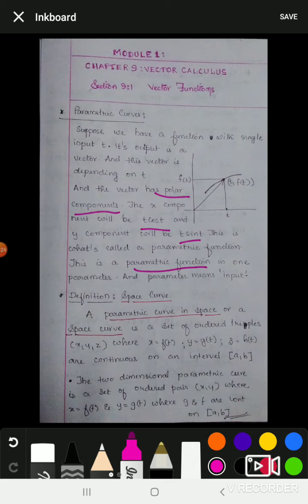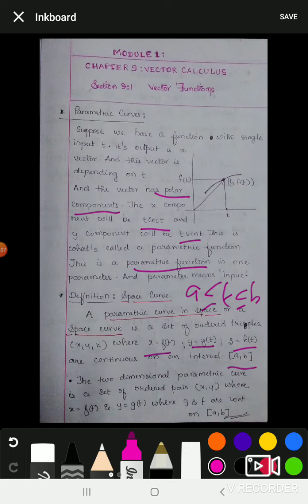A parametric curve in space, or a space curve, is a set of ordered triples (x, y, z), where x is a function of t, y is another function of t, and z is yet another function of t. So here x is f of t, y is g of t, and z is h of t. These functions are all continuous on the closed interval [a, b]. This closed interval we can also write as a less than or equal to t less than or equal to b.